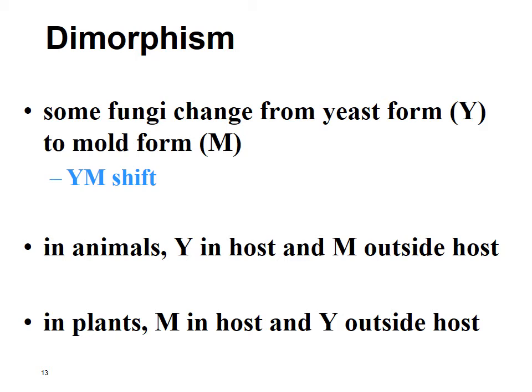In plant-associated fungi, the opposite type of dimorphism exists. That is, the mycelial form occurs in the plant and the yeast form in the external environment.